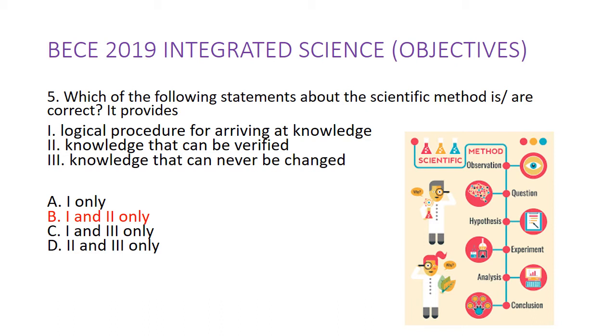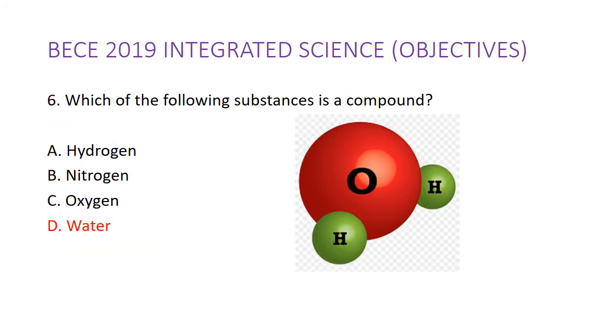So that is why we are saying that options I and II are the answers. It does not provide absolute knowledge. No, that can never be. That's false. Knowledge is always changing whenever there is a new discovery.